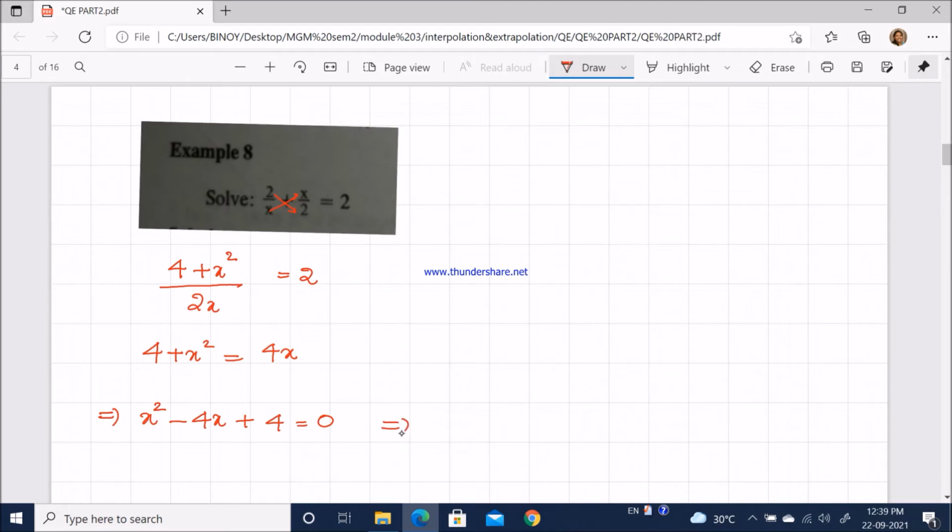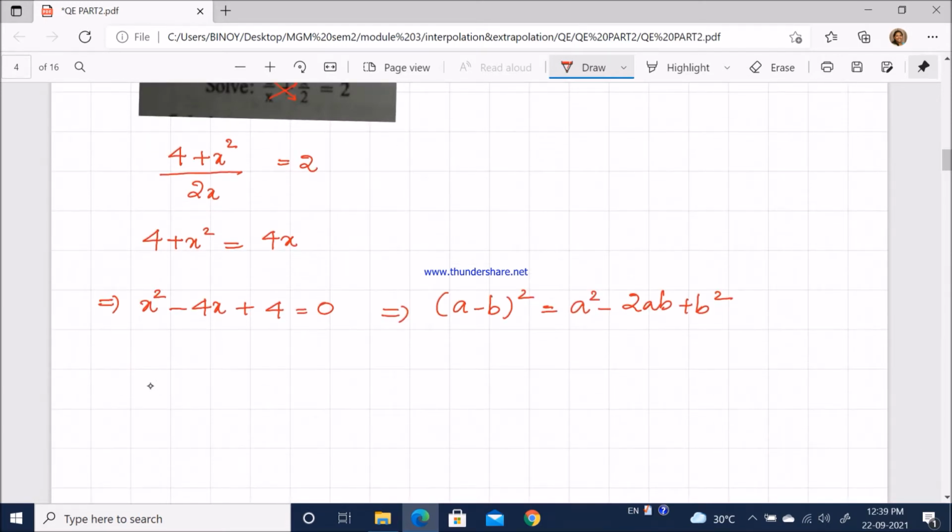This is of the form a minus b the whole square, that is a square minus 2ab plus b square. So the general form is x minus 2 the whole square equals 0, which means x minus 2 equals 0. So x is equal to 2.